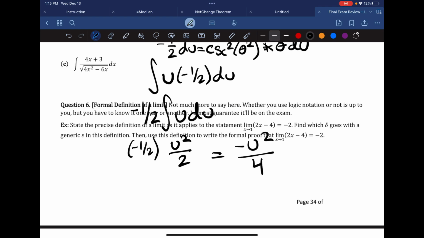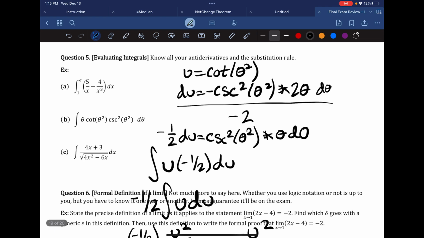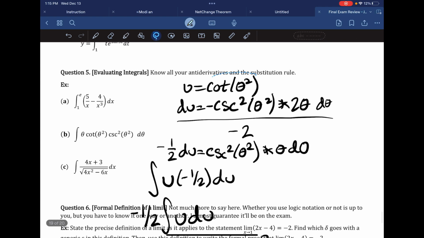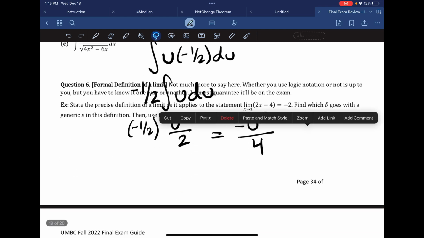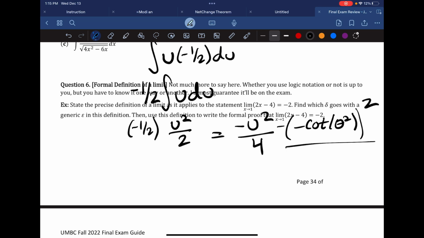So the last thing we've got to do is plug back in for our u. So what did we say our u was? Cotangent of theta squared. So that's going to be our whole thing, and then that all gets squared, with the negative, and then that's all divided by 4. So this would probably be your final answer.